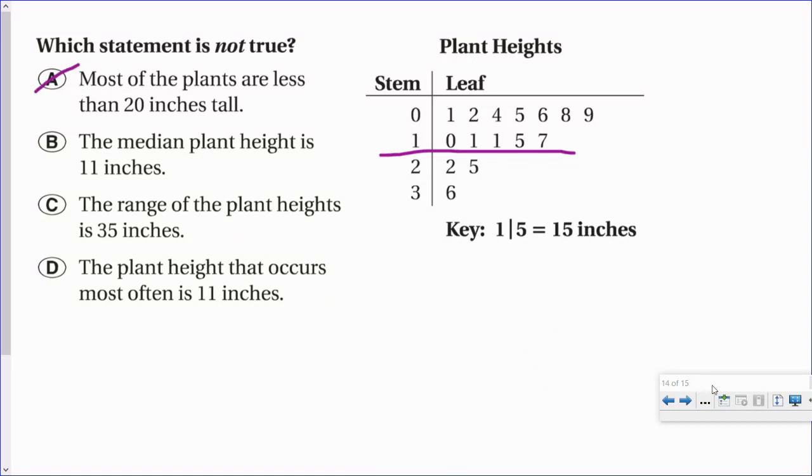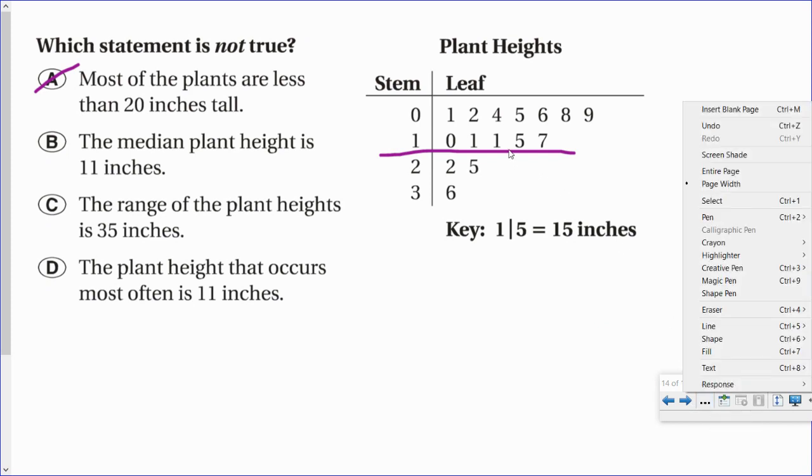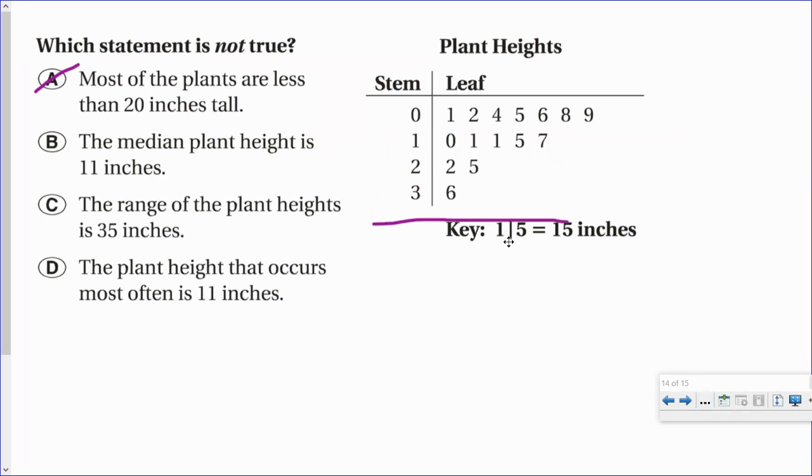B, the median plant height is 11 inches. Now, if you guys remember, when we find median, you put them in order from least to greatest, but then you start knocking out the highest and the lowest, the highest, lowest, until you find the middle. Well, if I count these up, there's 1, 2, 3, 4, 5, 6, 7, 8, 9, 10, 11, 12, 13, 14, 15 numbers. So out of 15 numbers, the middle would be the 8th number. So I'm going to count to the 8th number. 1, 2, 3, 4, 5, 6, 7, 8.